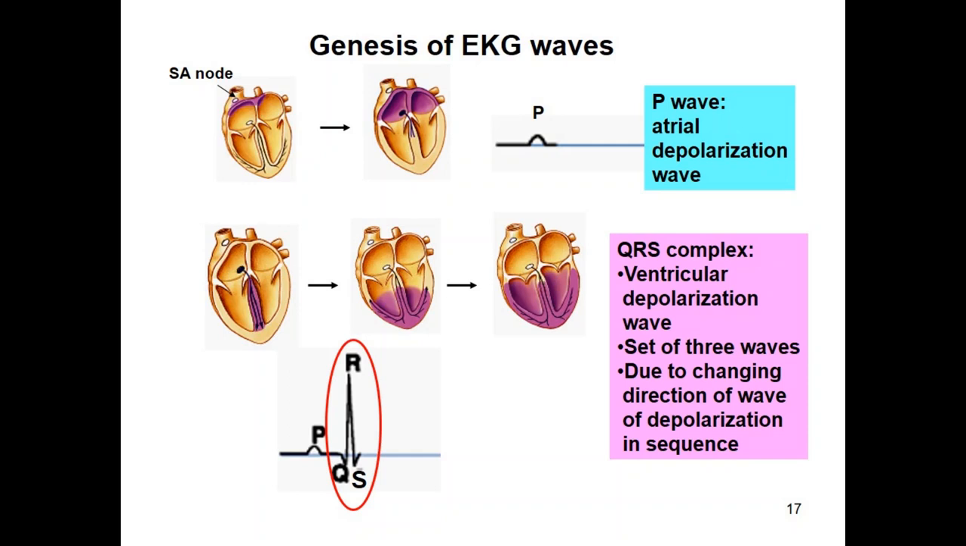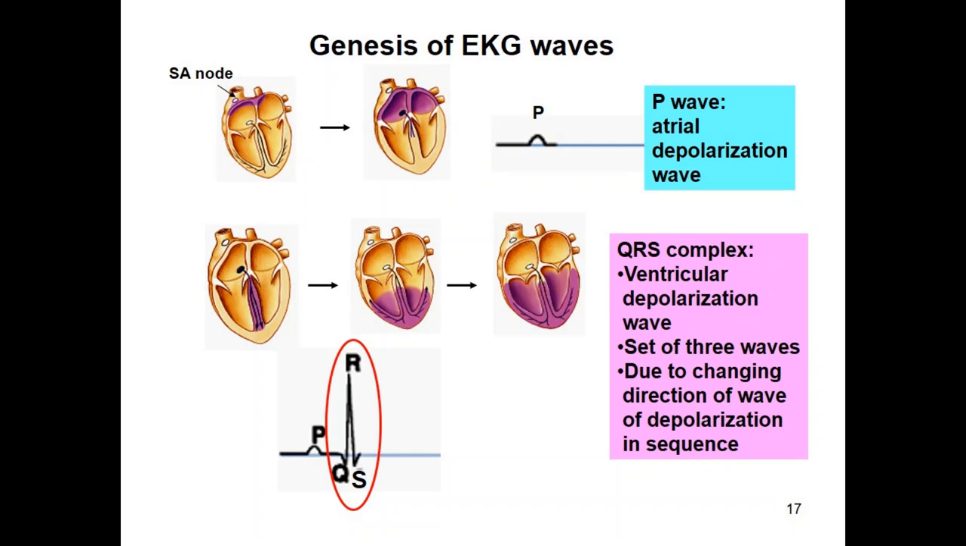If the electrode is parallel along the wave or towards the wave, conventionally the deflection is positive. I repeat, if an electrode is parallelly situated or towards the depolarization wave, the deflection is positive by convention. If by chance the wave of depolarization is going away from the electrode, conventionally you get a negative wave. If the wave of depolarization is going away from the direction of the electrode, it is negative.